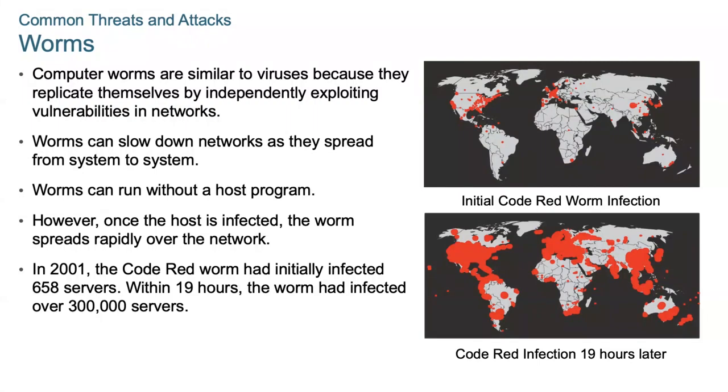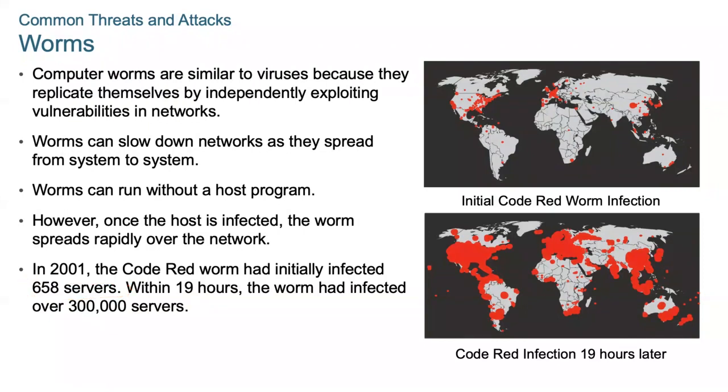Whereas this, the worms are responsible for some of the most devastating attacks on the internet. Up to the year 2001, the Code Red worm had initially infected 658 servers. When these servers become infected, they are not providing any service to the end devices or clients. So it is kind of a denial of service attack done by these worms.